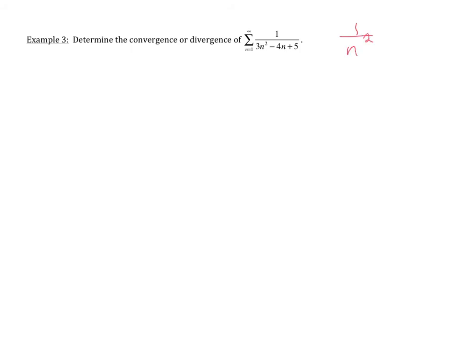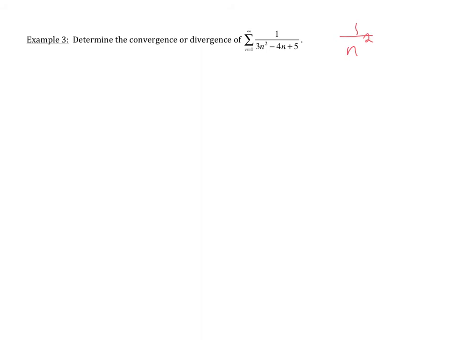Don't worry about that coefficient in front of the n squared, because when you start talking about big values of n, going to infinity, when n is 100 million and you're taking 100 million squared, that 3 isn't going to make much difference. So I'm going to just compare it to 1 over n squared.